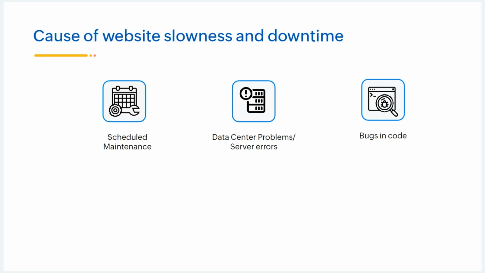So website downtime and slowness are major concerns for businesses nowadays, where frequent downtimes and slowness can make you lose site reliability among loyal customers and create a bad impression on the users. So several factors can cause website downtime and slowness, like scheduled maintenance, which is a temporary period when a site or application is taken offline for updates, backups, or maintenance.